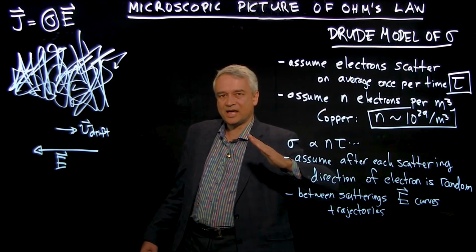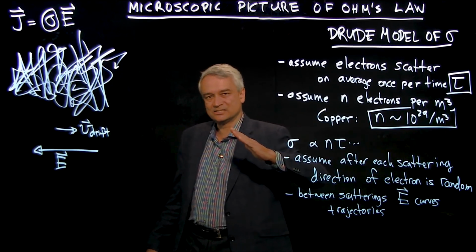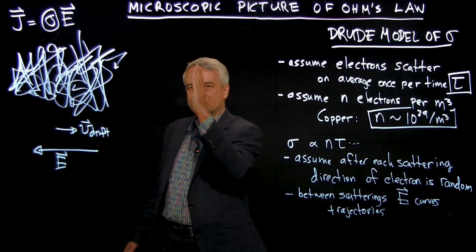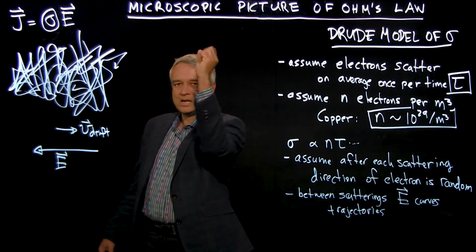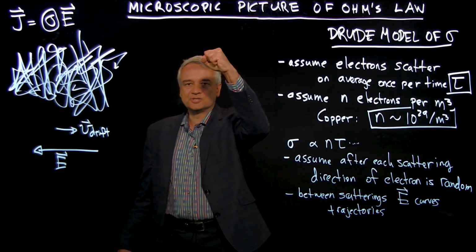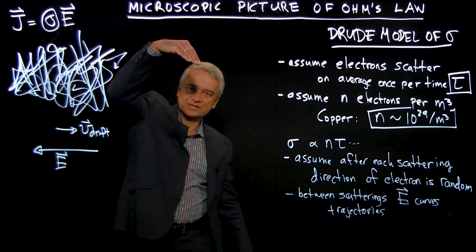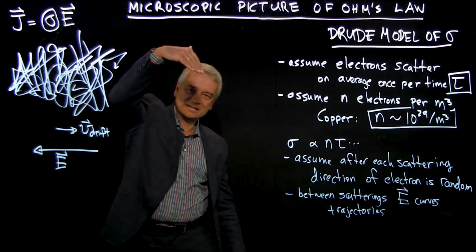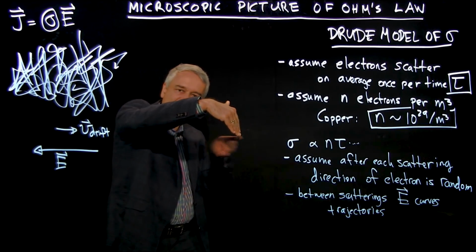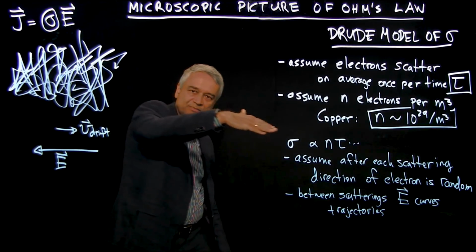So I have an electron which is flying along between one scattering and the next, and it doesn't go straight. It gets curved. Its trajectory gets curved like this. Then it scatters. Now it's going in some new random direction. Let's say now it's going this way. But again, it does not go straight. It's feeling an electric force pointing this way, so its trajectory curves.